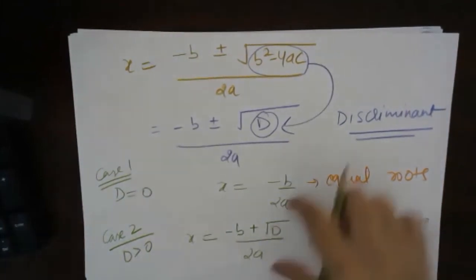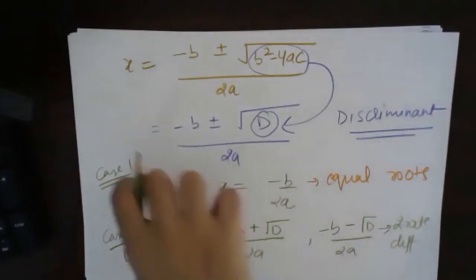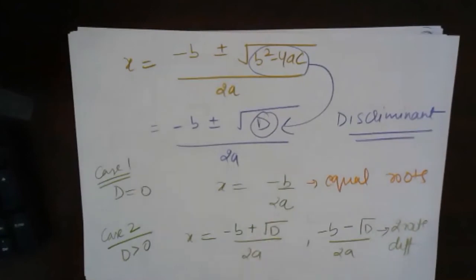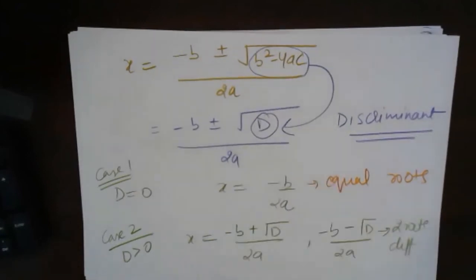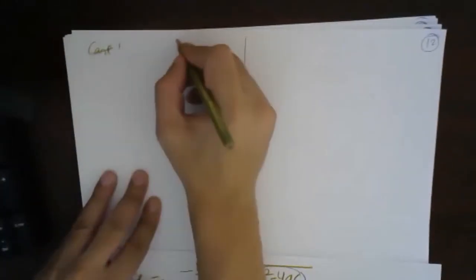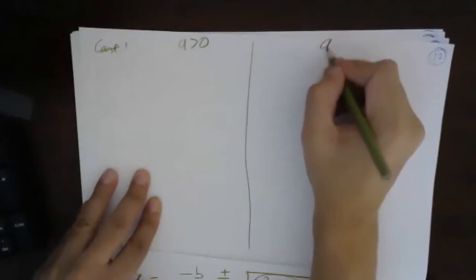First, what will we do? We will try to check what this means in terms of the graph. What does this mean graphically? What do these two cases mean graphically? Right? So again, I will take case one, when a is greater than 0 and a is less than 0.